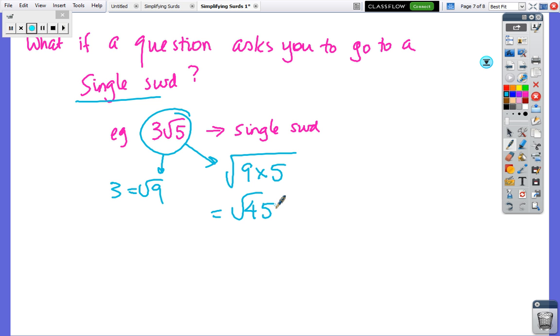So another example. So I've got 2 root 3, and 2 must have come from 4 as the square root. So it equals the square root of 12. Okay, so copy those down and come to the next slide.